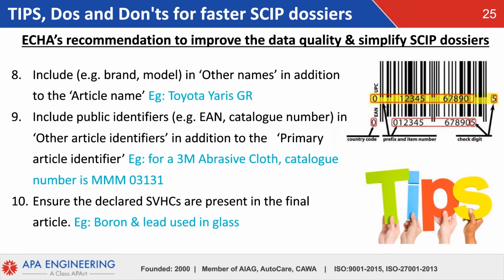Eighth, include the brand model in the other names in addition to the article name. Example, Toyota Yaris GR. Toyota is the brand, Yaris is the model, GR is the variant. Ninth, include the public identification. Example, European article number, EAN, catalog number in the other identifiers in addition to the primary article identifier. For example, for a 3M abrasive cloth, a catalog number is MMM03131.